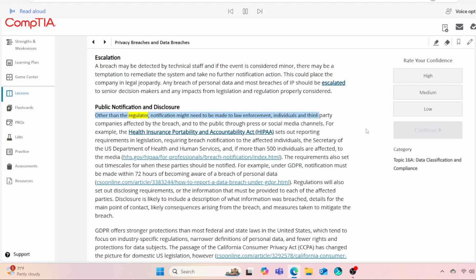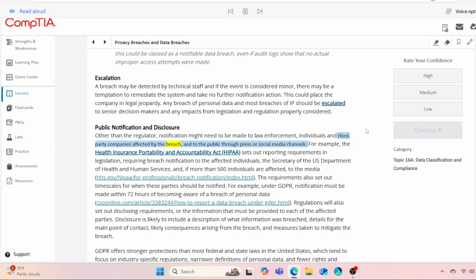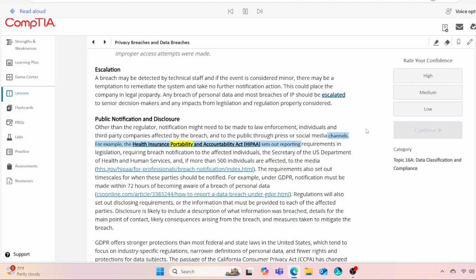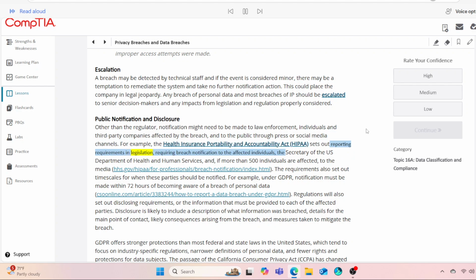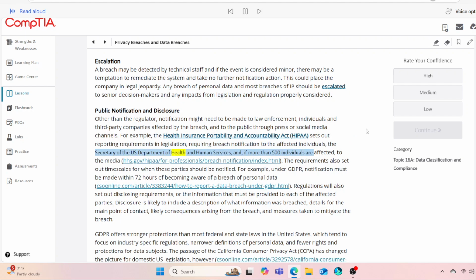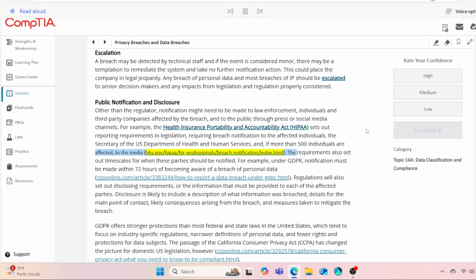Other than the regulator, notification might need to be made to law enforcement, individuals and third-party companies affected by the breach, and to the public through press or social media channels. For example, the Health Insurance Portability and Accountability Act, HIPAA, sets out reporting requirements in legislation requiring breach notification to the affected individuals, the Secretary of the U.S. Department of Health and Human Services, and, if more than 500 individuals are affected, to the media.